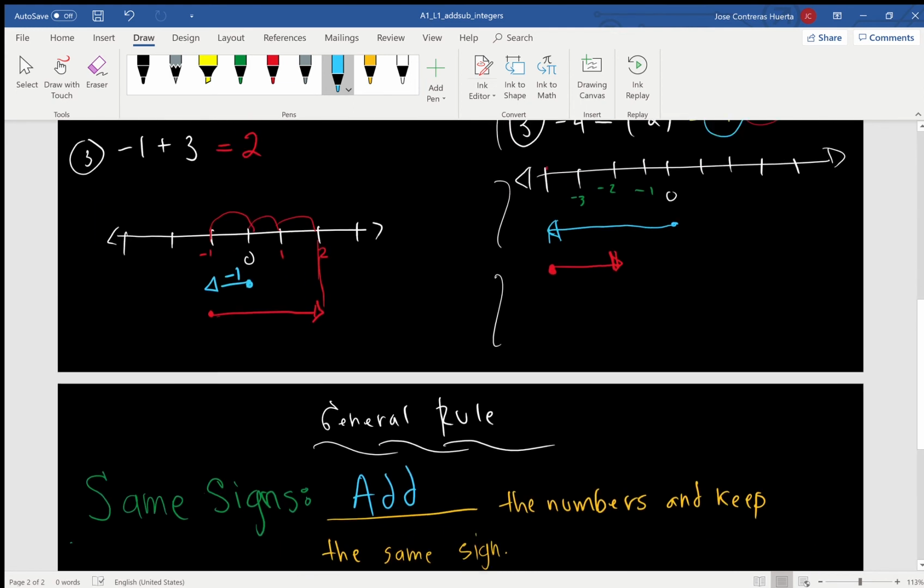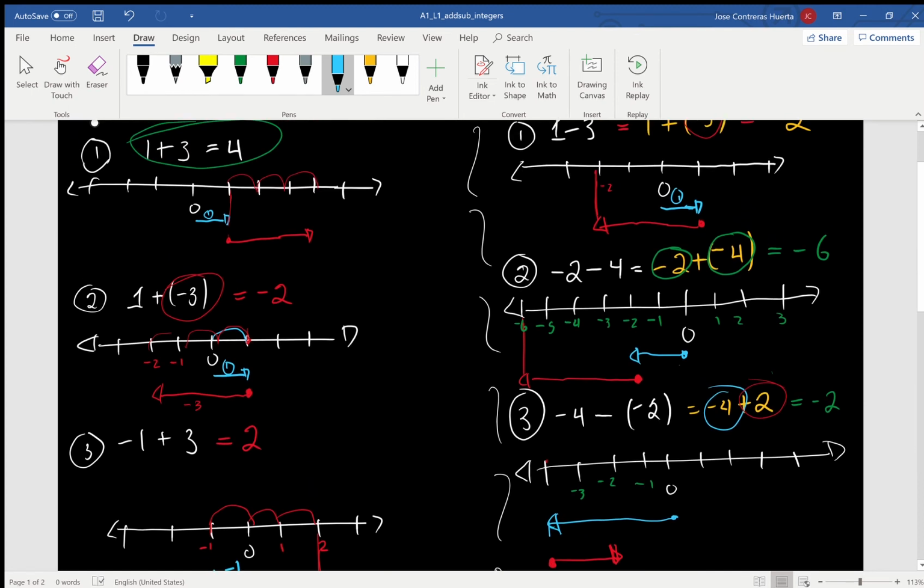Now what happens when you have different signs? So that's the other cases that we have. So for example, number 2, you have +1 and you have -3. What did you do with the 1 and the 3? Did you add them? No, because that's 4. Did you subtract them? Yes, that gives you 2.